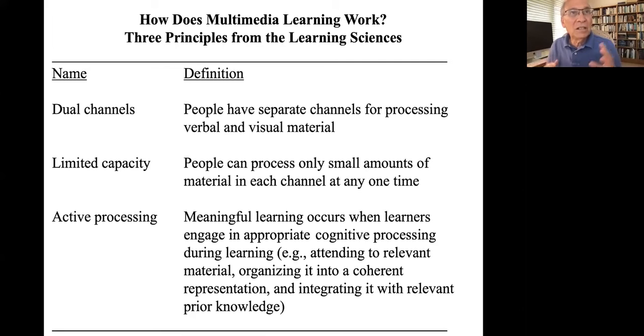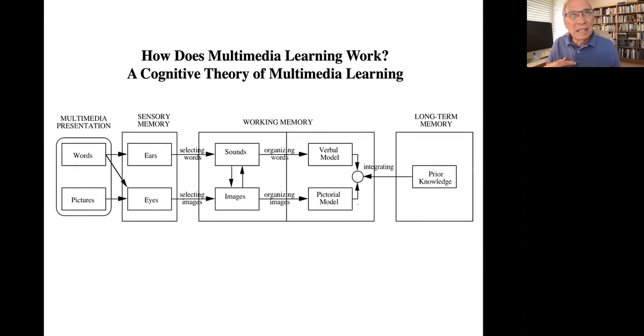So the challenge for us as learners is we have a limited capacity in working memory, but with that capacity, we have to engage in these processes of selecting, organizing, and integrating. So I represent that in this little flow chart. Cognitive scientists like flow charts. So here's mine. The multimedia message is presented. It comes in through our ears and eyes. So if the words are printed, they come in through our eyes. If the words are spoken, they come in through our ears. The pictures come in through our eyes.